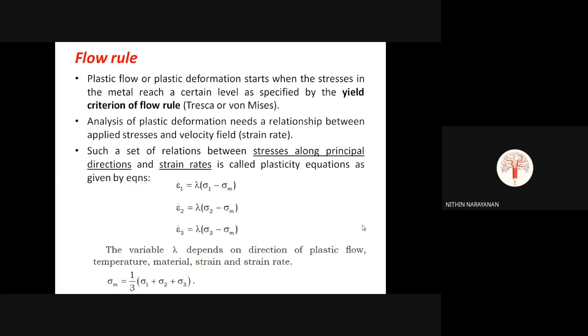That is Tresca and von Mises. Analysis of plastic deformation needs a relationship between applied stress and the velocity field. In order to analyze the plastic deformation, we need to get an equation or some mathematical relation developed, an equation between applied stress and the velocity field or the strain rate. Such a set of relations between stresses along principal directions and strain rates is called plasticity equations.